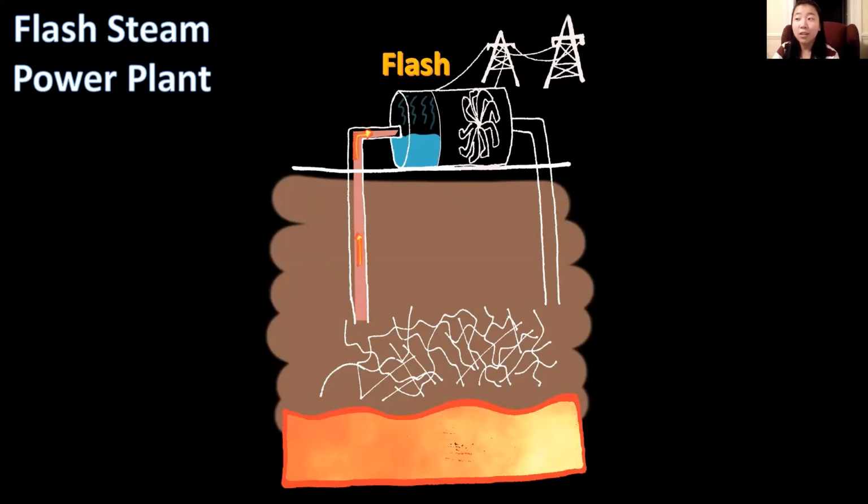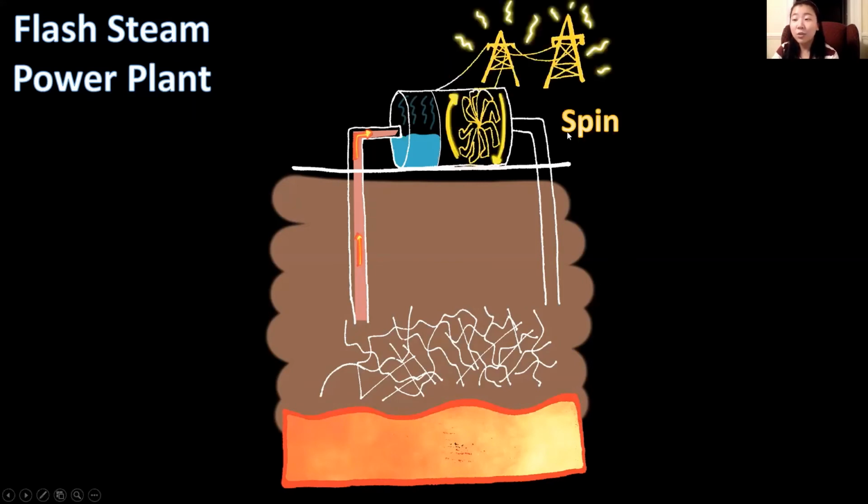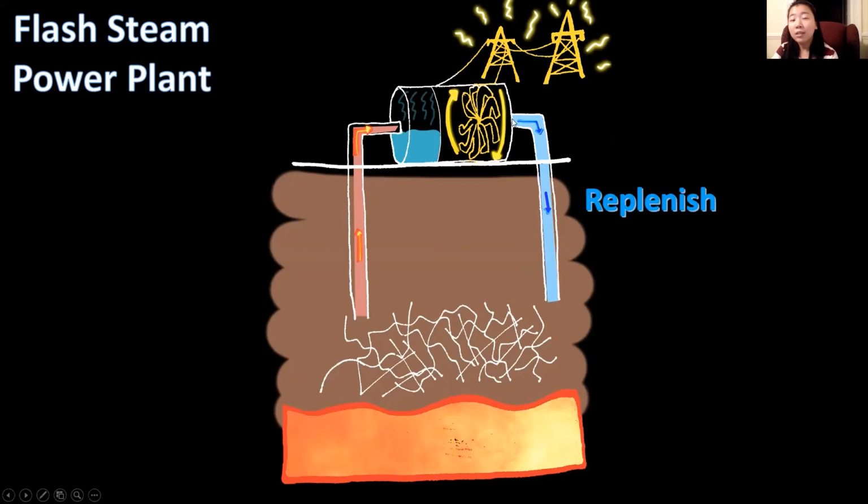In other words, the liquid water is literally flashed into steam. And then this steam is used to spin the turbine, which creates electricity. And like we mentioned before, the steam condenses and water is pumped back into the ground to the geothermal reservoir. Now, we just said that a flash steam power plant is used when water is at least 350 degrees Fahrenheit.